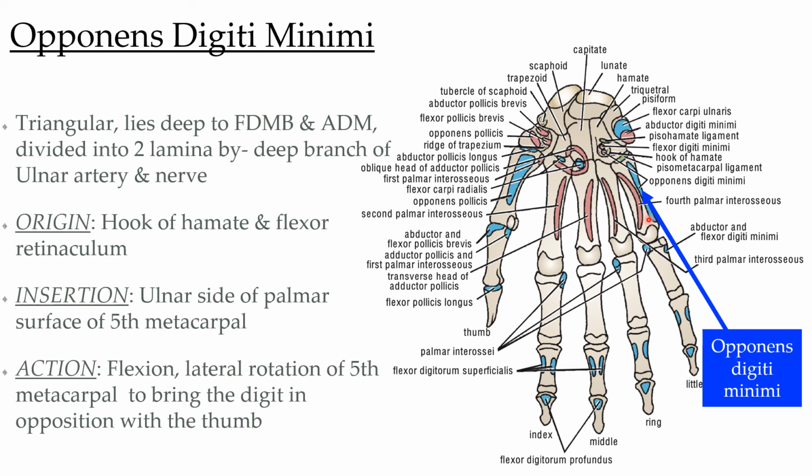Opponens digiti minimi is responsible to bring about flexion and lateral rotation of the fifth metacarpal while performing opposition movement, that is, in order to bring the tip of the thumb in close to the pulp of the fifth digit. Coming to the nerve supply of hypothenar muscles, all the hypothenar muscles get their motor nerve supply from the deep branch of ulnar nerve.